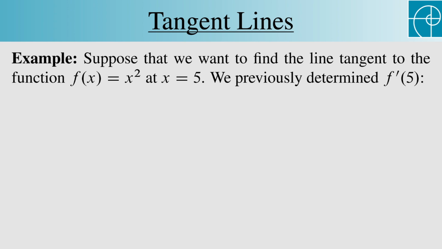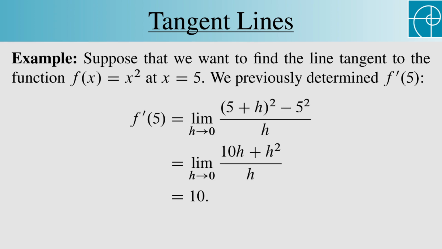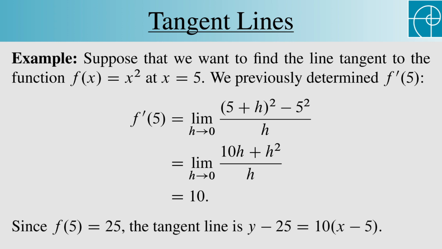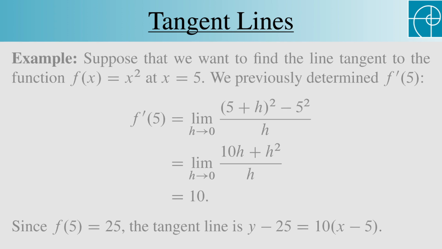Suppose that we want to find the tangent line of f of x equals x squared at x equals 5. We've already seen that f prime of 5 equals 10, which we determined using the definition of the derivative. Since f of 5 equals 25, the equation for the tangent line is y minus 25 equals 10 times (x minus 5).